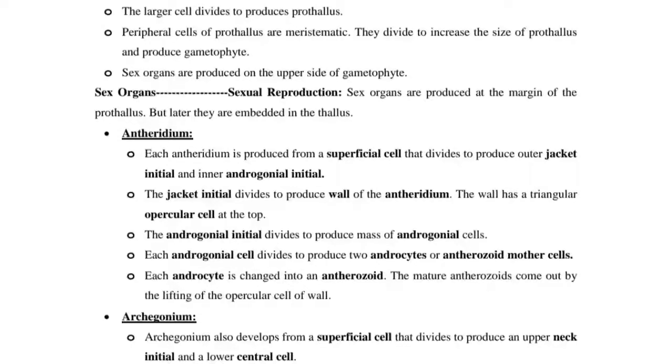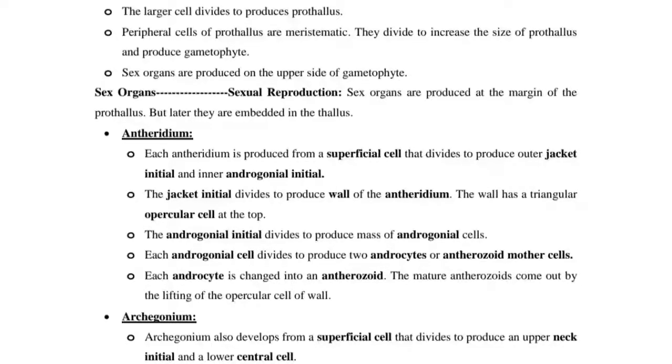Sex organs, sexual reproduction. Sex organs are produced at the margin of the prothallus. But later they are embedded in the thallus. Antheridium structure. Each antheridium is produced from a superficial cell that divides to produce outer jacket initial and inner androgonial initial. The jacket initial divides to produce wall of the antheridium. The wall has a triangular opercular cell at the top.